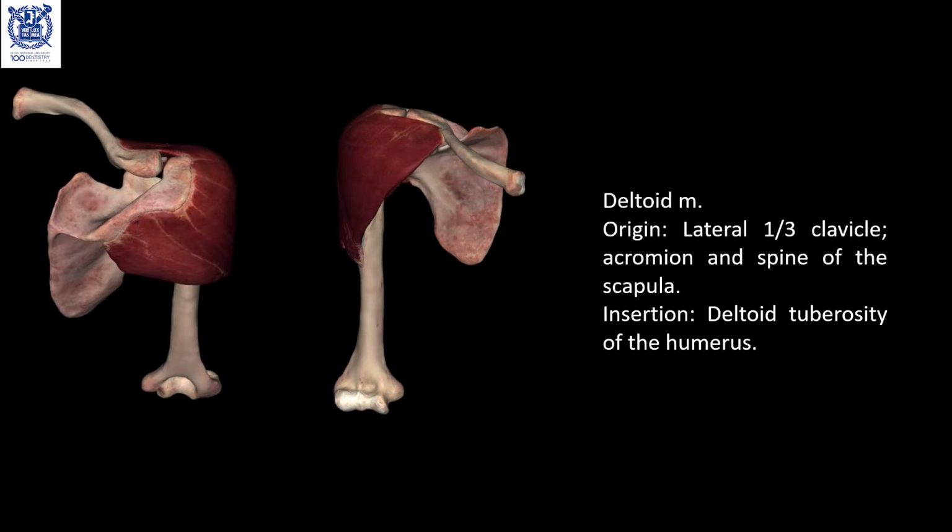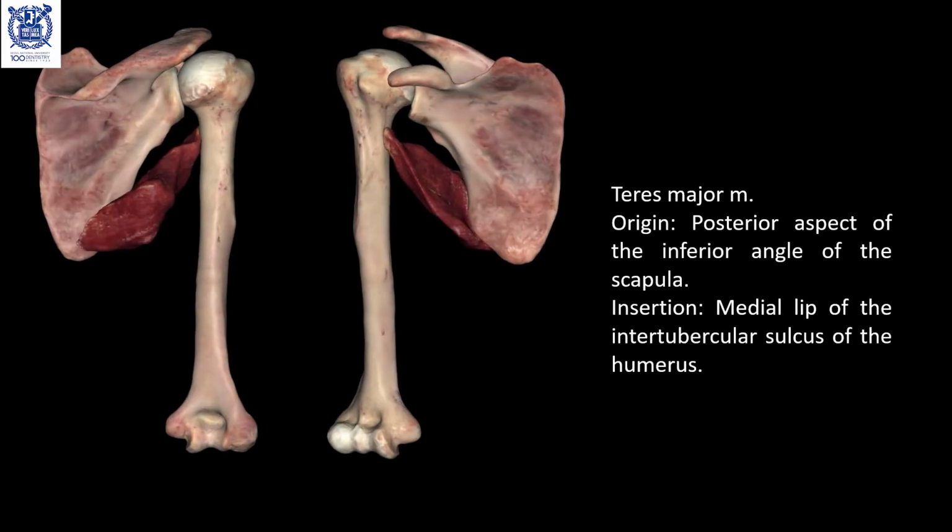In addition to the 4 muscles of the rotator cuff discussed just before, the deltoid muscle and the teres major muscle arise and exist in the shoulder region itself. The deltoid muscle covers the shoulder. Teres major muscle. Origin: posterior aspect of the inferior angle of the scapula. Insertion: medial lip of the intertubercular sulcus of the humerus.